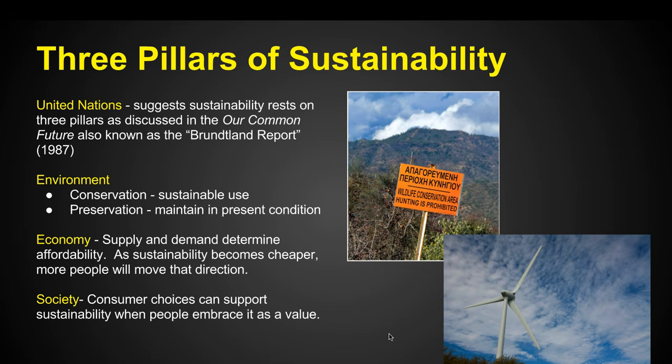As far as the economy aspect, we're looking at supply and demand and how that determines affordability. If we have sustainability issues, but there are products that are really cheap to get, it's going to be difficult for us to keep things sustainable. It's going to be difficult for us to rationalize not using a resource because it's too expensive perhaps to go the opposite direction and do sustainable practices. We have to consider the economy.